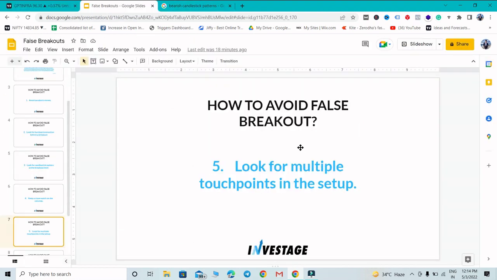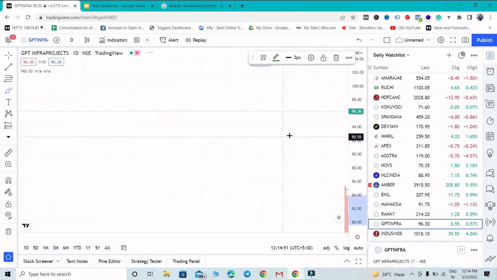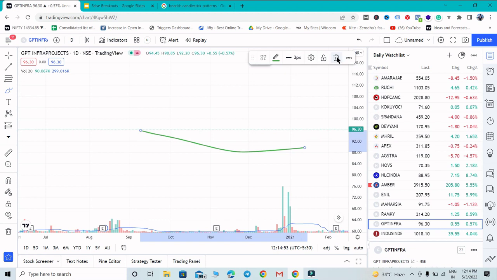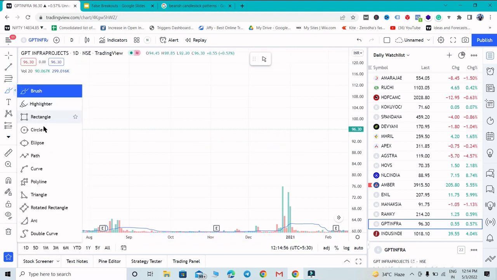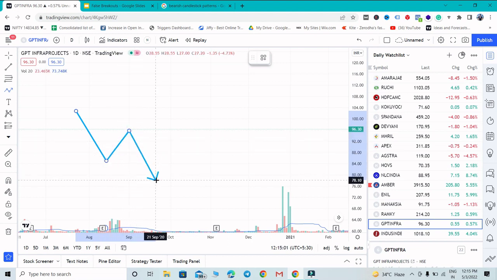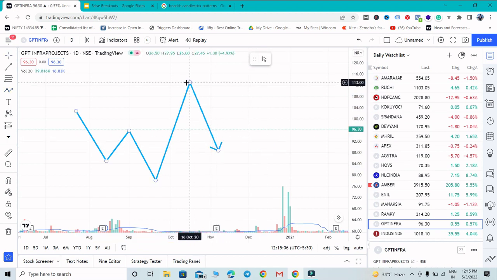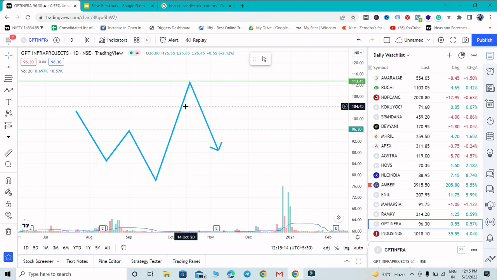Next, look for multiple touch points in the setup. This is also quite self-explanatory. One thing I'll tell you, I'll just show you with an example. Let's just assume that this is a chart, and here it had taken a resistance. I'll just mark a line over here. Let's assume that this is a resistance zone. Why? Because one time price had come over here and it had reverted.